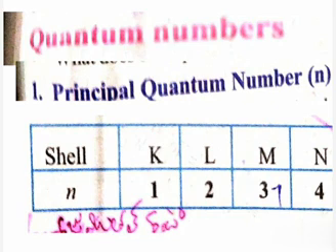Each electron in an atom is described by a set of three quantum numbers: n, l and ml. These numbers are called quantum numbers. These numbers indicate the probability of finding the electron in the space around the nucleus.